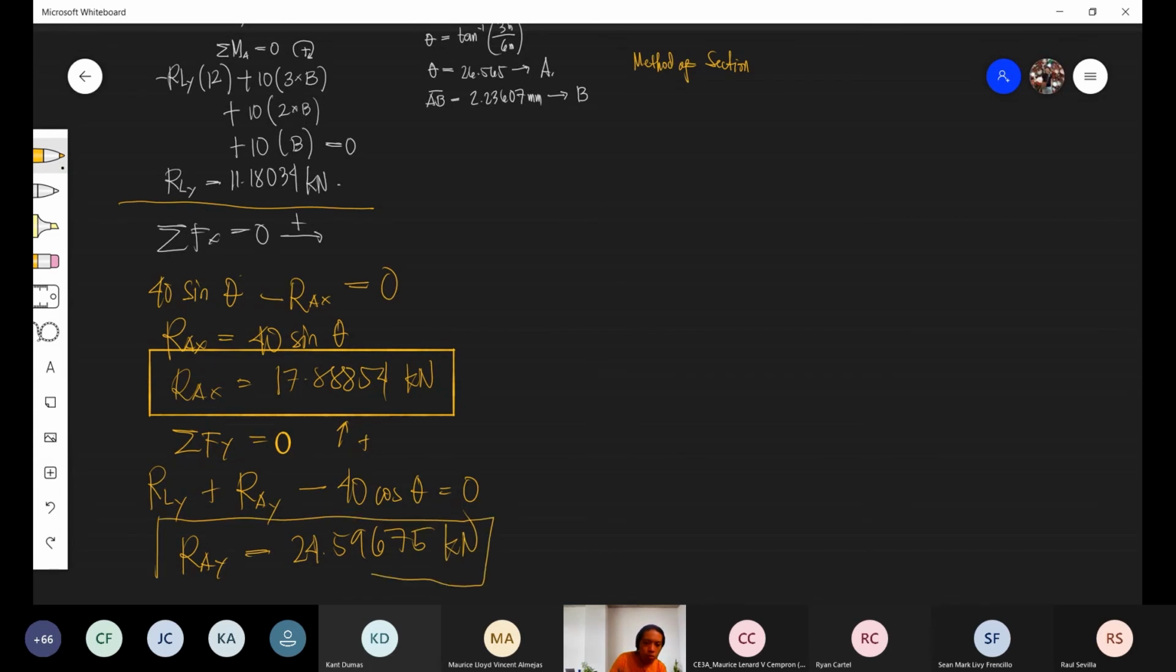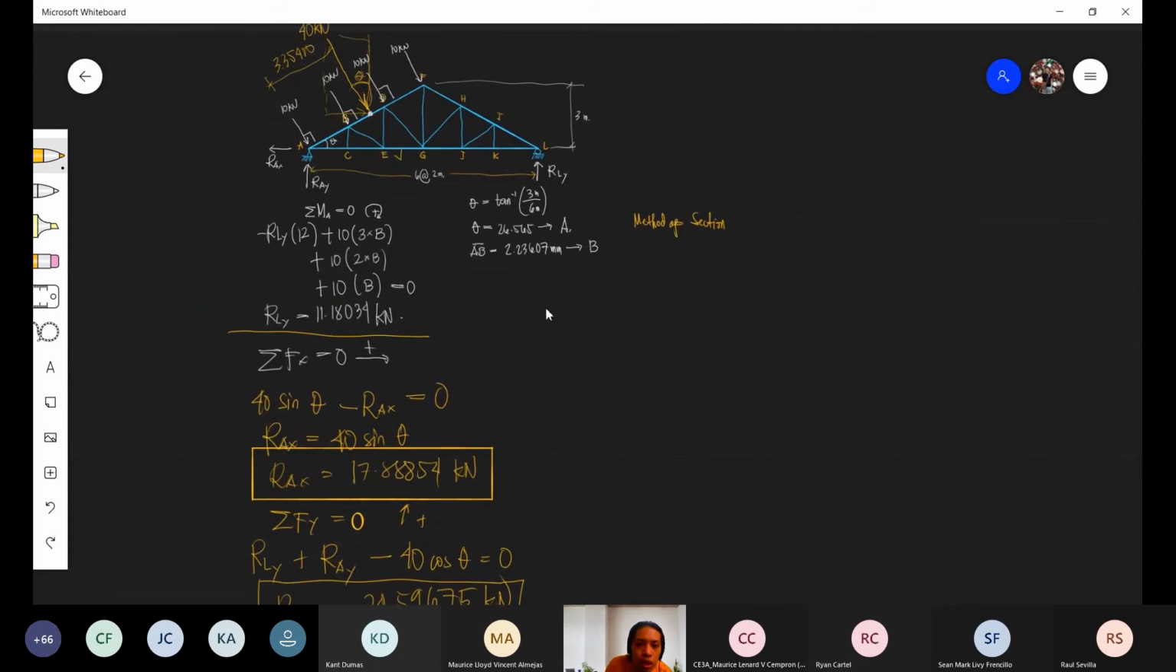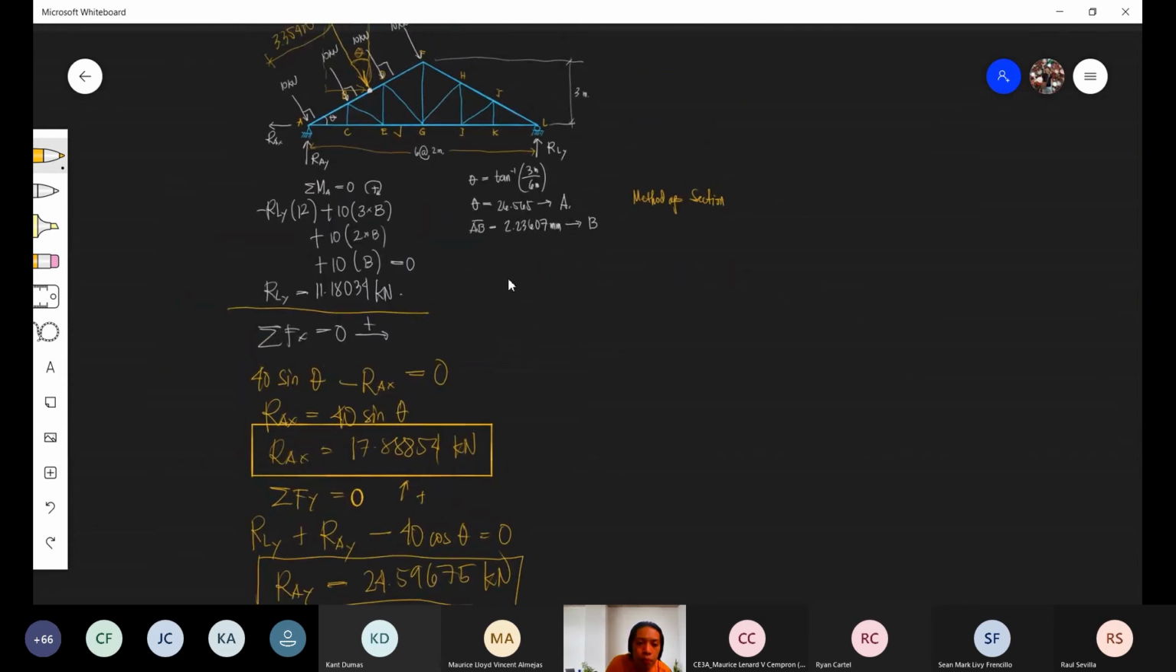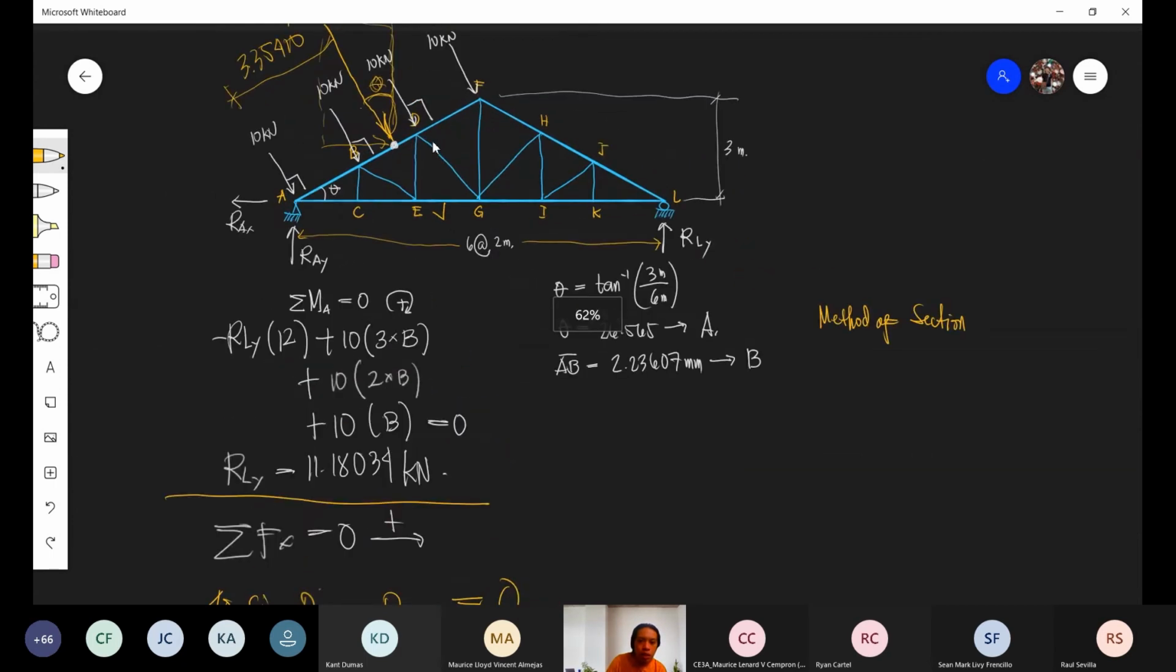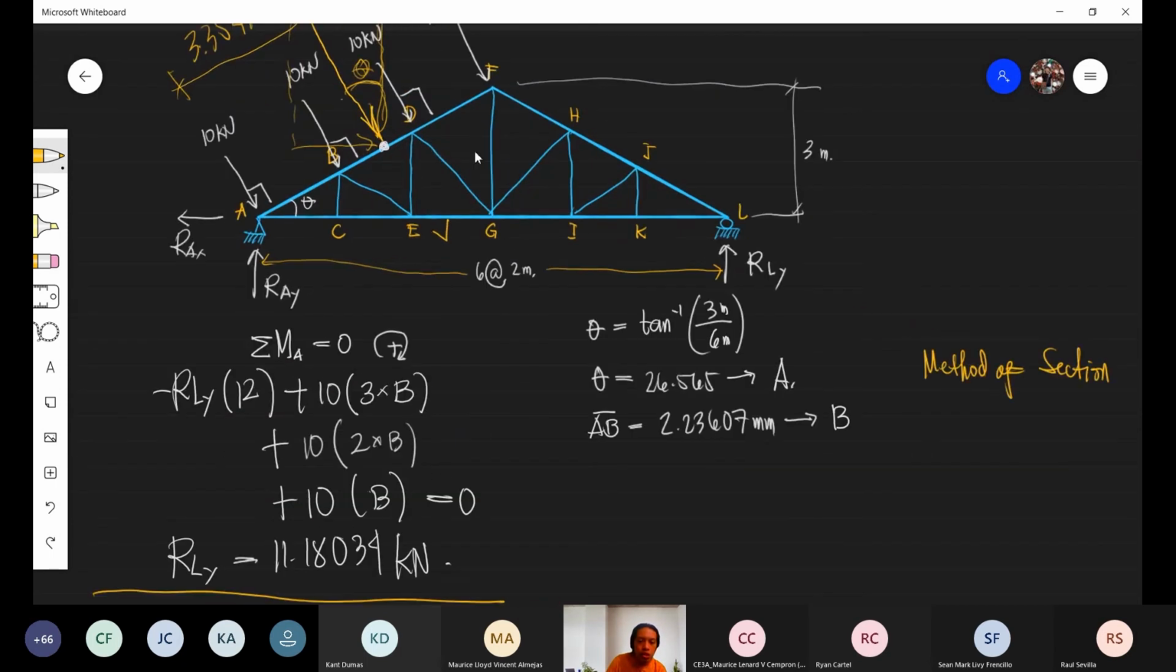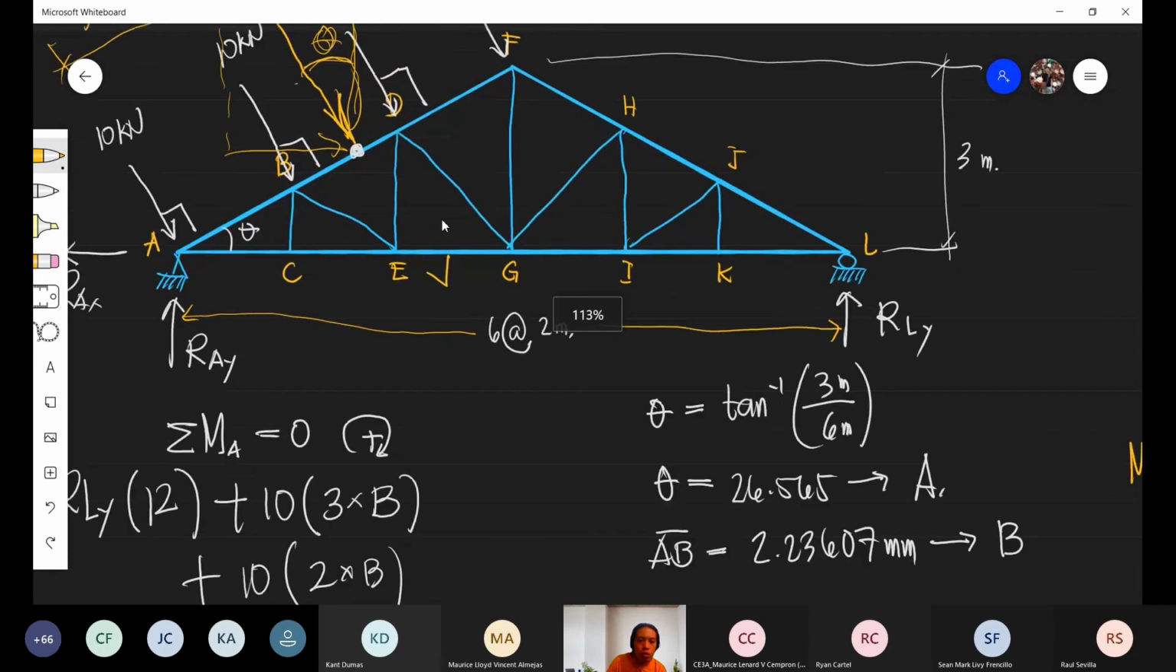5, 9, 6, 7, and 5. Those are the reactions. Next, take note, what we need to find are DF, DG, and EG. How can we find them?